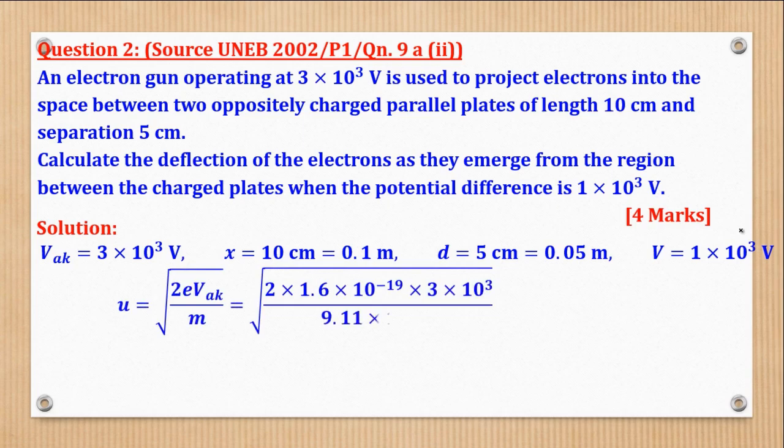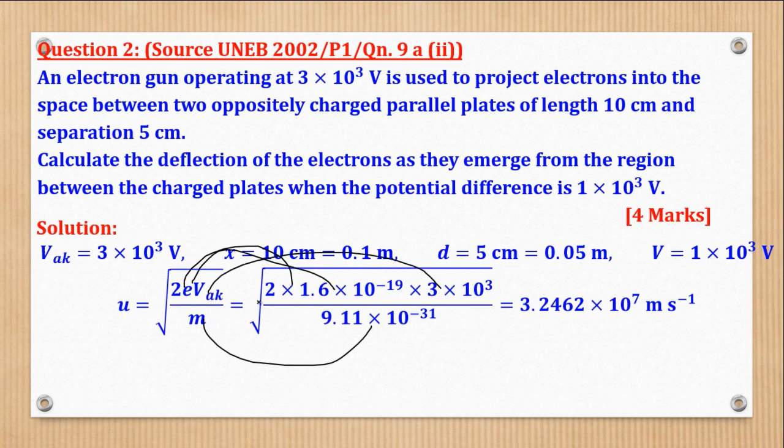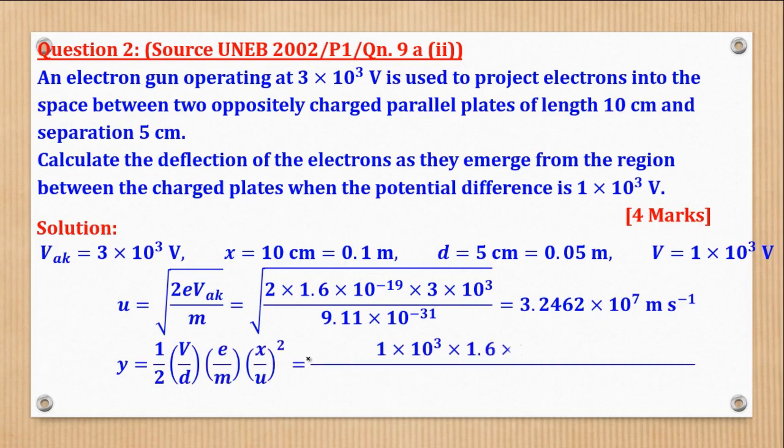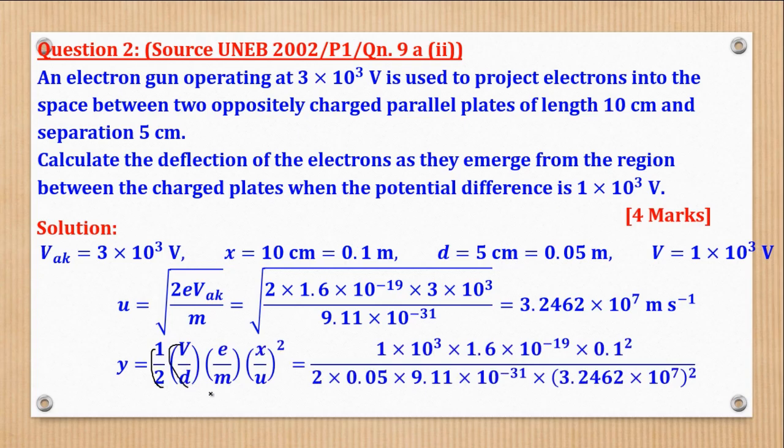First we shall get the initial speed, that is square root of 2 times E times accelerating PD divided by mass, everything under square root to give you that velocity. Then from there we shall quote the formula for y. Y is equal to a half a, this is acceleration, and this is t squared. So acceleration is electric field intensity times the specific charge, and time is distance over speed.